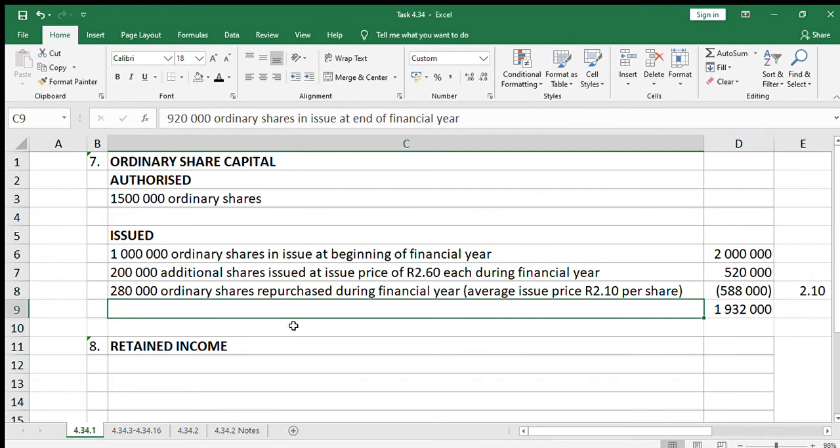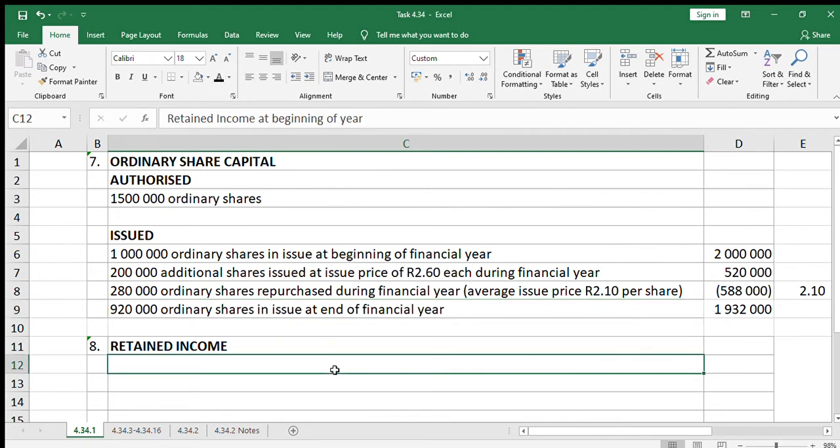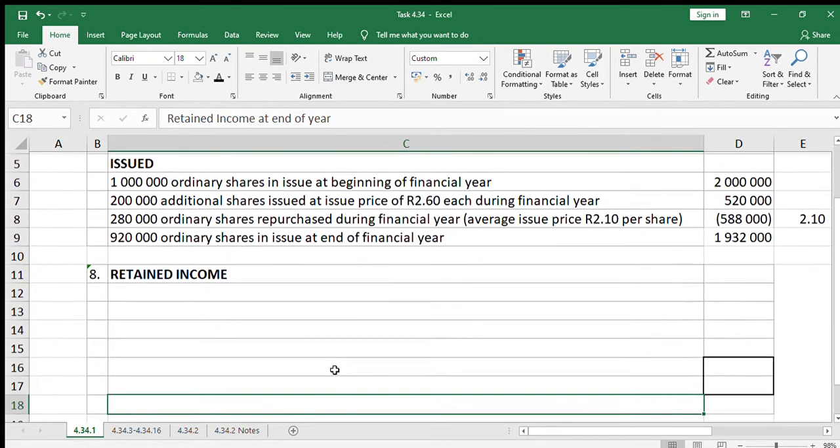And we can then calculate the number of ordinary shares in issue at the end of the financial year. Remember, that's 1 million plus 200,000 minus 280,000 shares. So 920,000 ordinary shares in issue at the end of the financial year.